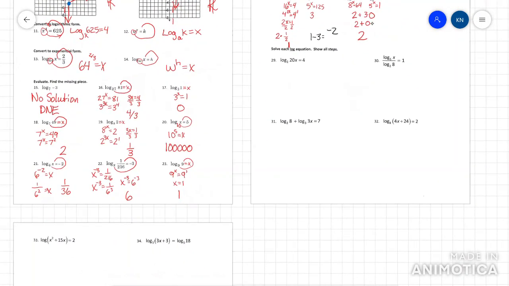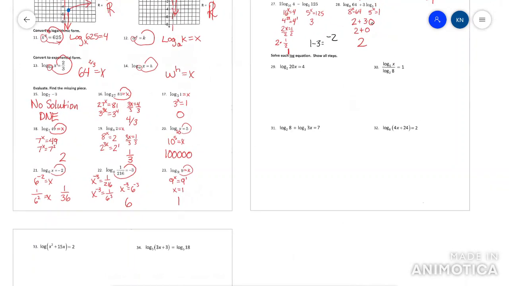All right, now they want you to solve. So there's a couple different scenarios here. When you have log equal number, you're ready to just go ahead and snail it. So this one would be like 2 to the 4th equals 20x. So 2 to the 4th is 16. Now you can divide by 20. You get 16 over 20, which is reducible.